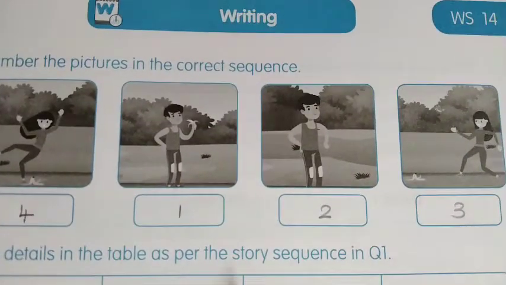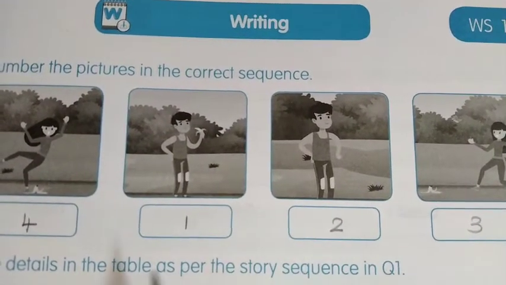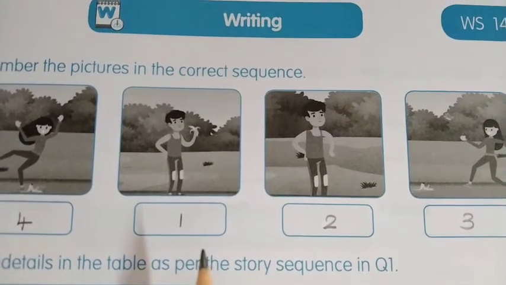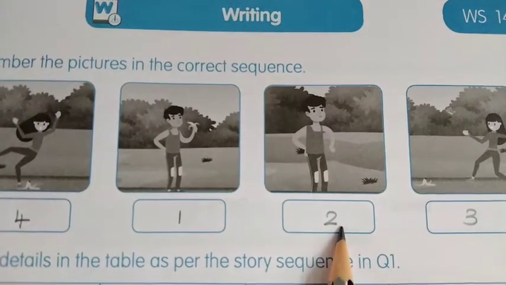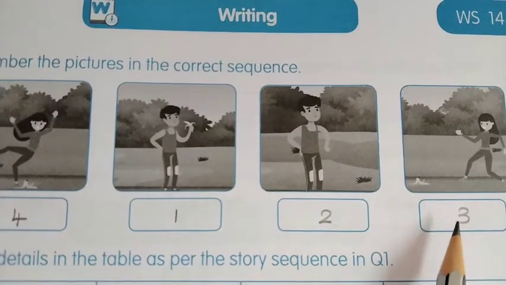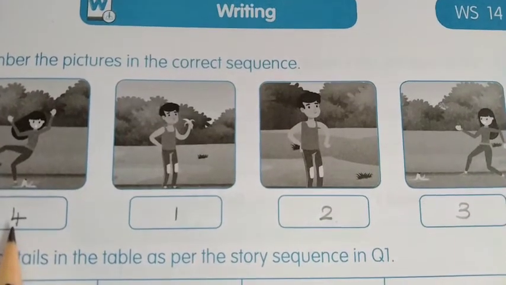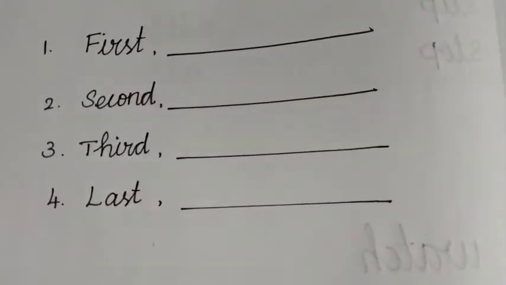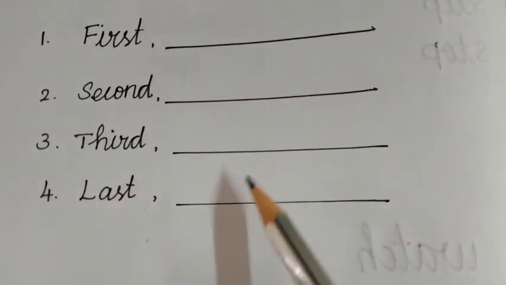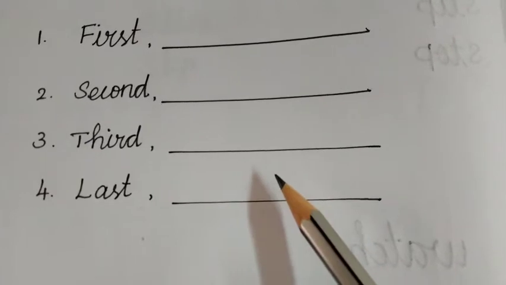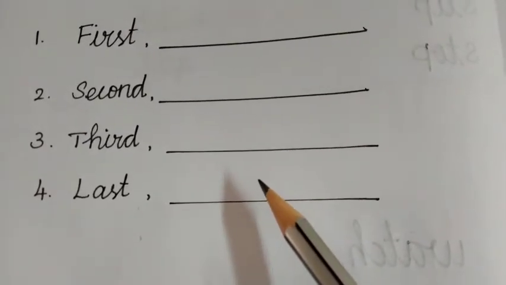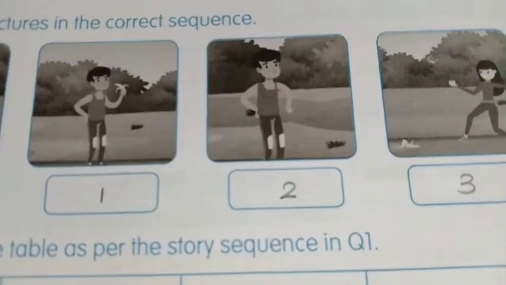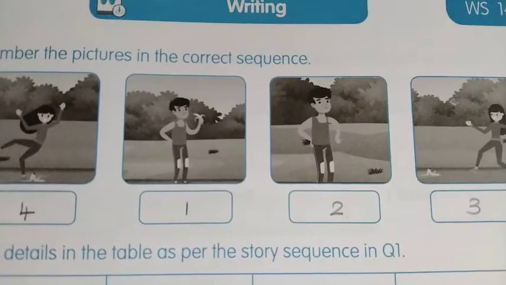From this picture, we will see what action is happening in the first picture, and then second picture, third picture, and then last picture. You just fill the sentence written here. You have to copy in your notebook with the help of the pictures. With the help of these pictures, try to complete the sentence in your notebook.